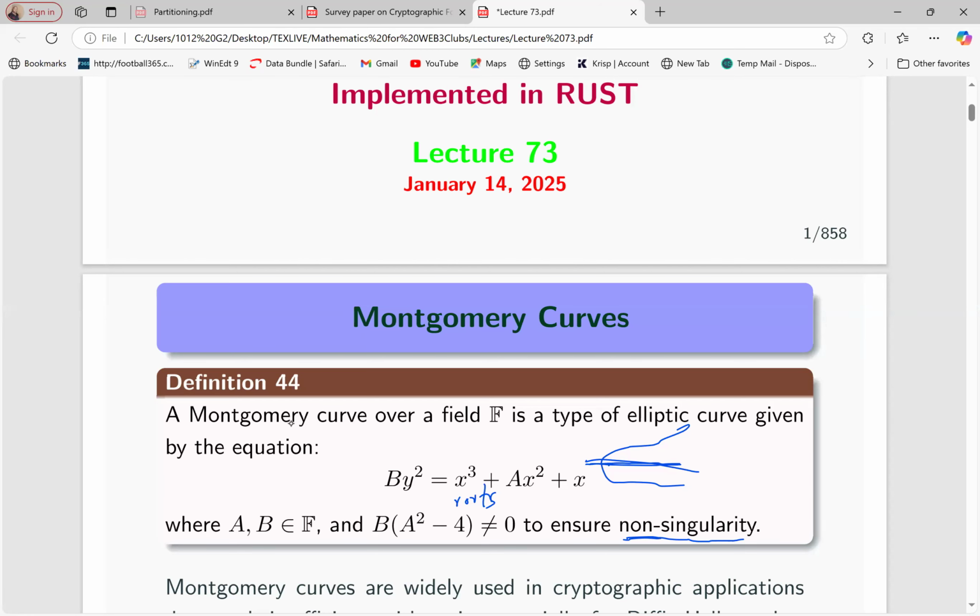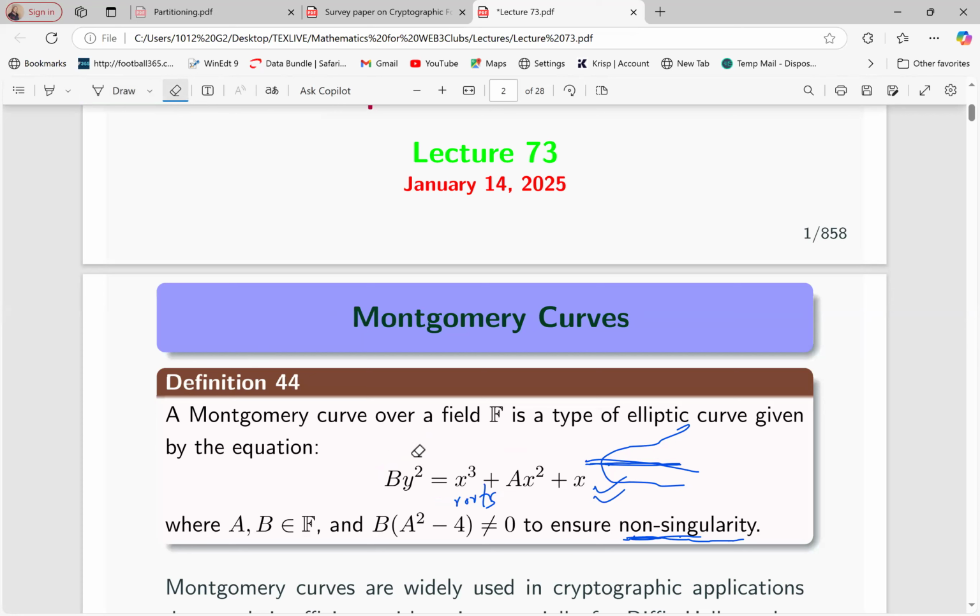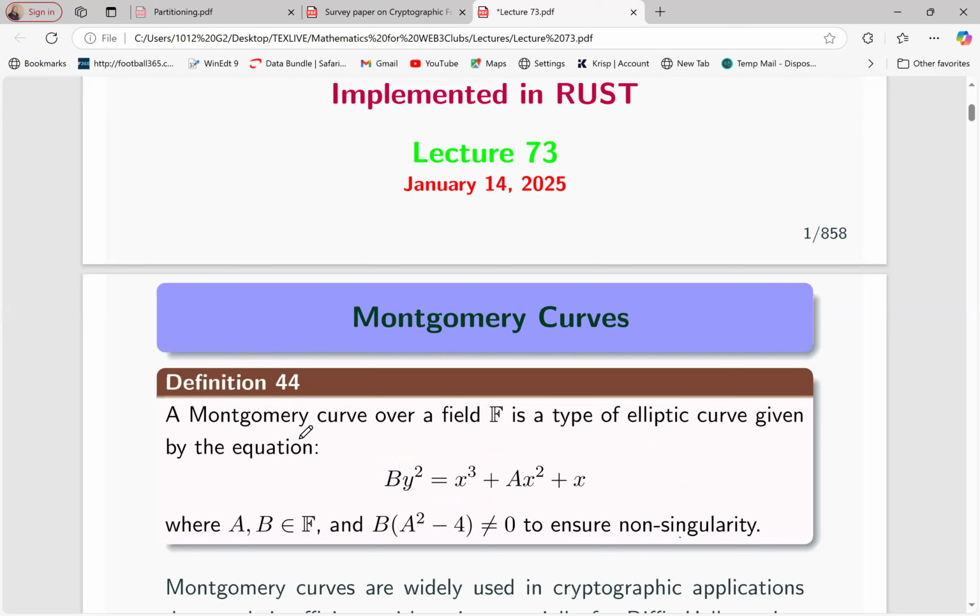What I therefore mean is that you could find an equation of this form that does not satisfy this non-singularity property, and therefore it's not an elliptic curve. So first of all, if you have an equation of this form, I first find out if it is an elliptic curve. Otherwise, there are cases when it's not. If the values of x are identical, then it's not an elliptic curve. They must be distinct. So, in other words, it must be non-singular.